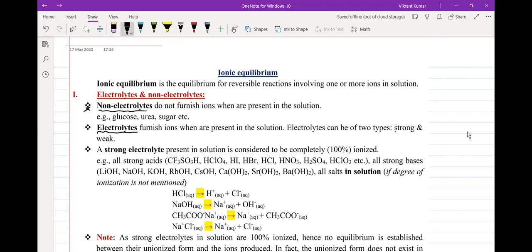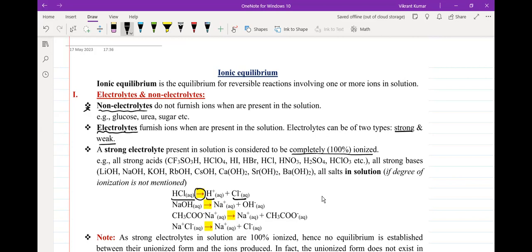There are strong electrolytes, there are weak electrolytes. When I'm talking about strong electrolytes, when they are added into the water, they are going to be completely ionized. That means they will be 100% ionized. And if they are 100% ionized, that means in solution, there is no HCl. All of it has been converted into H plus and Cl minus.